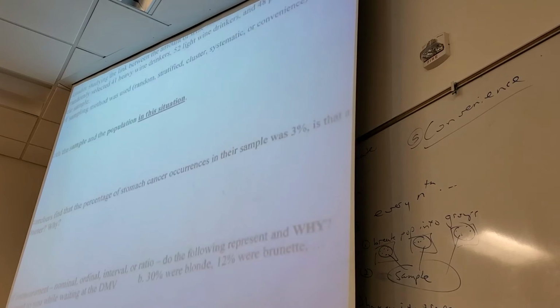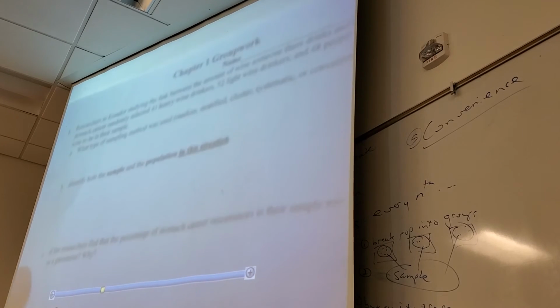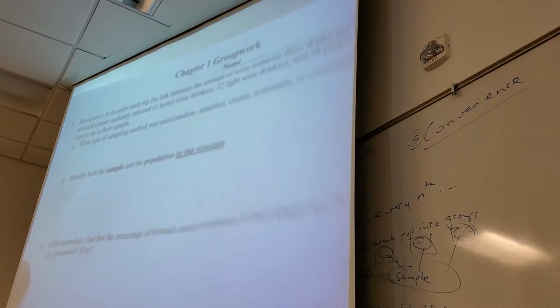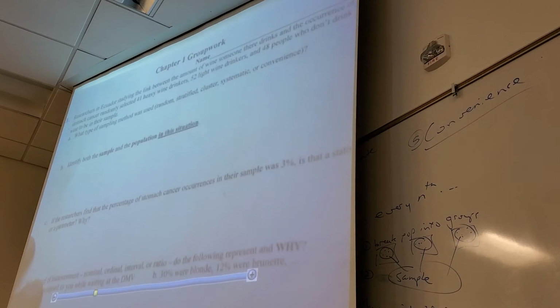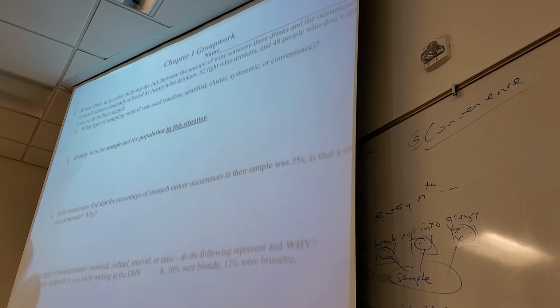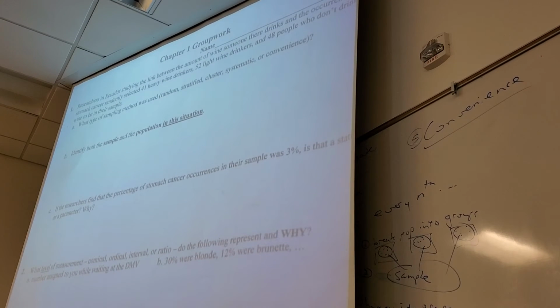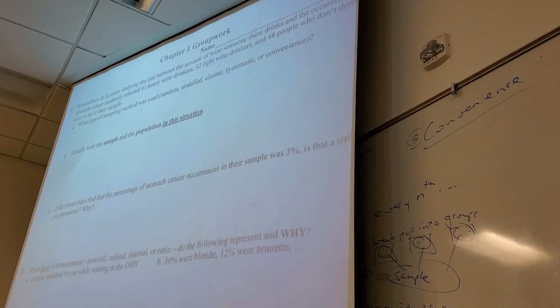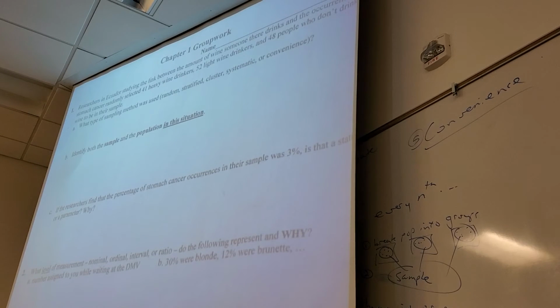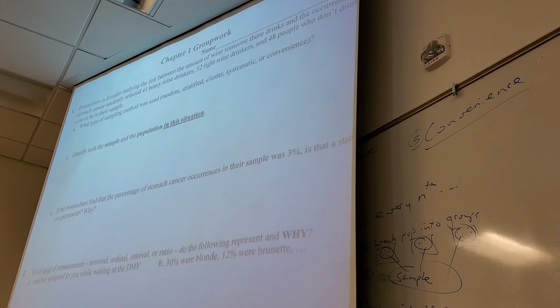So this is the kind of thing that I would put on a quiz or a test or something. I was going to make this group work, but then I just really hated how many trees I was helping to kill. So researchers in Ecuador studying the link between the amount of wine in some of their drinks and the occurrence of stomach cancer randomly selected 41 heavy wine drinkers, 52 light wine drinkers, and 48 people who don't drink wine to be in their sample.